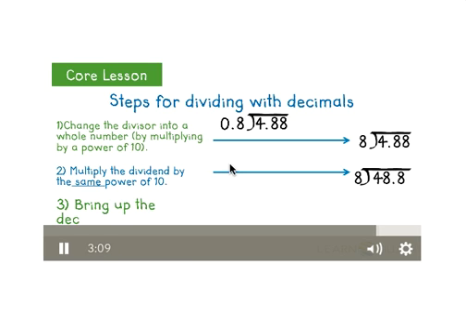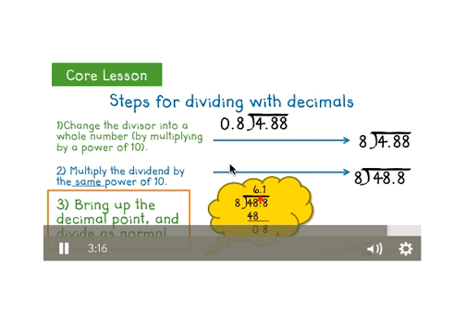The last step when dividing with decimals is to bring up the decimal point and divide as normal. Here's what it would look like. Notice that the red arrow shows where you should put the decimal point in the quotient. So our final answer would be 6 1/10.